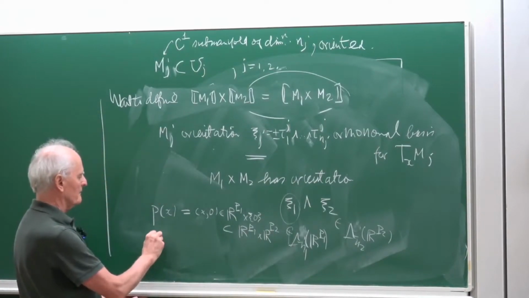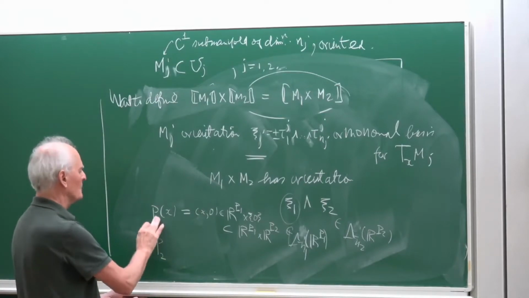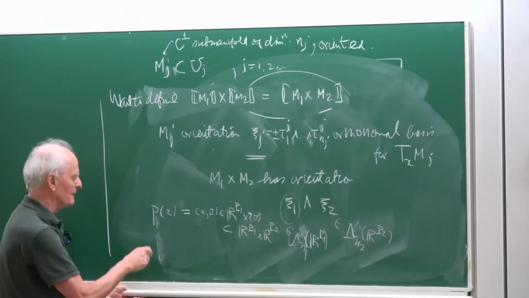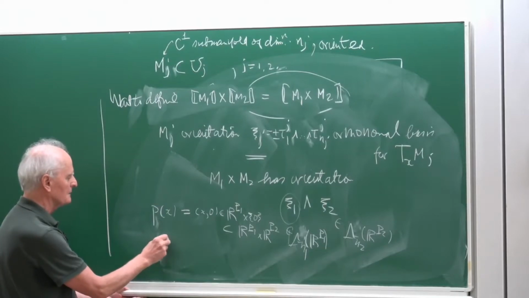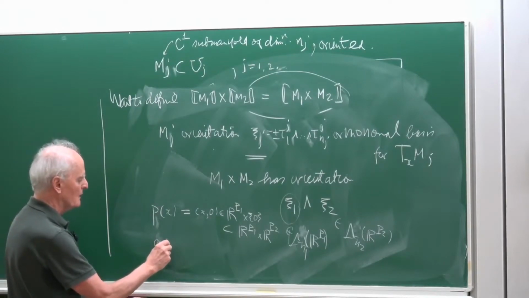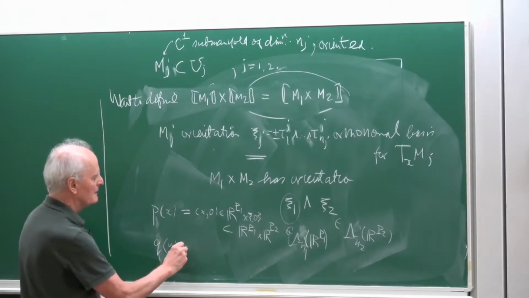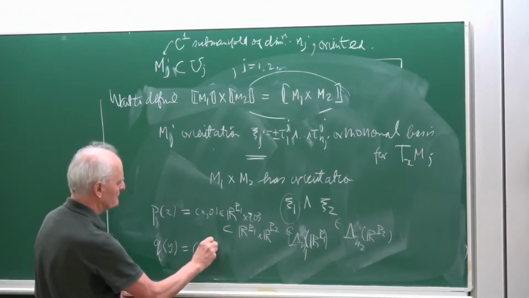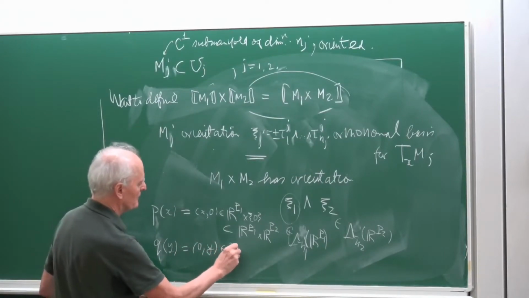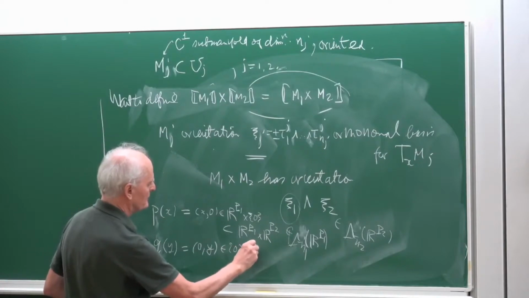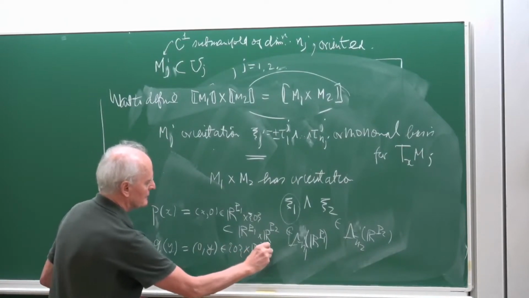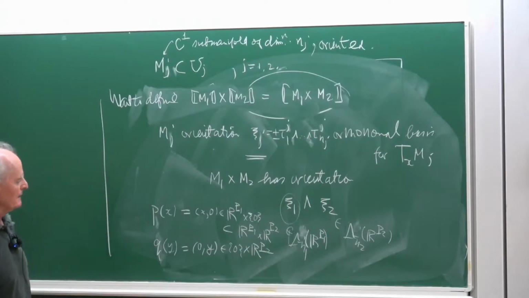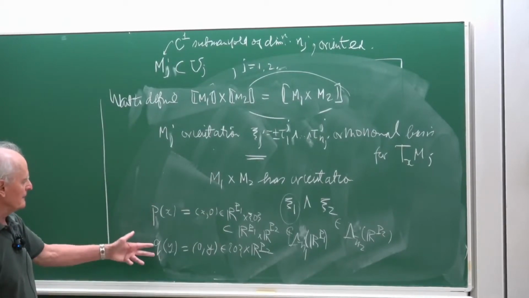Let this be P1, and let P2, let's call these P and Q. I think that's the way it's done in the text, so let's stick to that notation. And let's call Q of y equal to (0, y) in 0 cross RP2. It seems like we're being a bit picky here, but it turns out to be important.